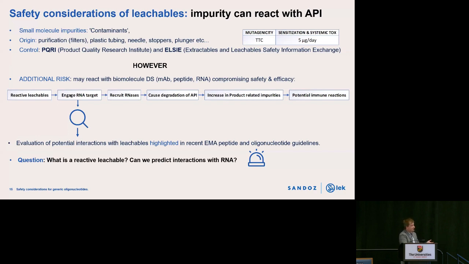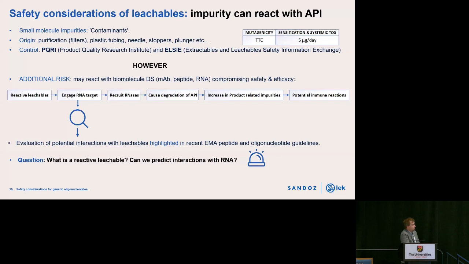So we check whether or not they are mutagenic. If so, we apply the TTC limit. And we also check whether or not they cause sensitization reactions, if they have sensitization potential. And if so, we apply a threshold limit of 5 micrograms per day. And interestingly enough, this is actually a regulatory accepted immunogenicity threshold.